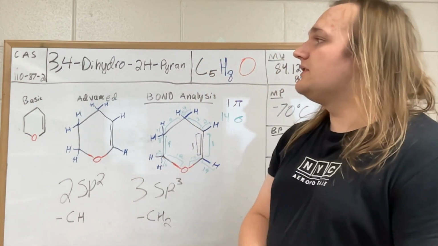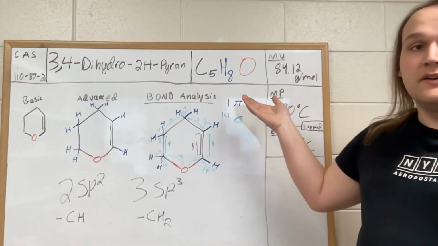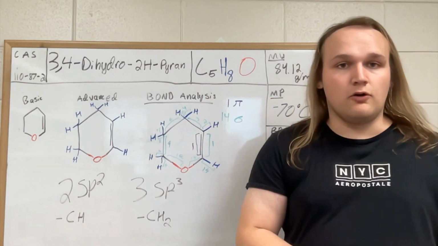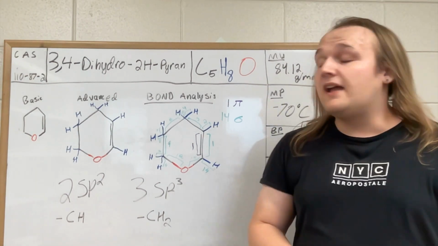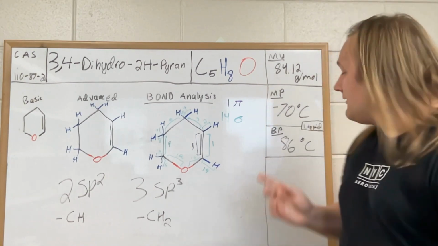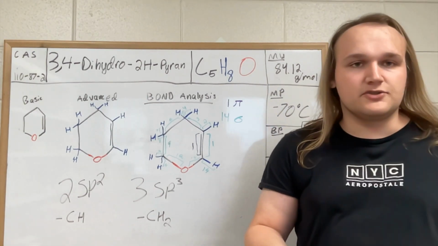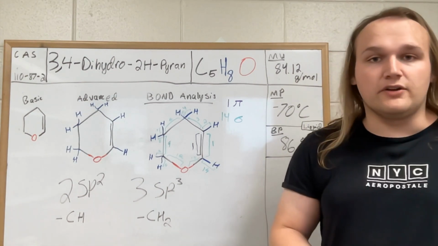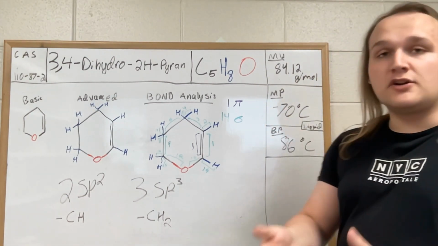The CAS number is 110-87-2, and this is the molecular formula, C5H8O. It has a molecular weight of 84.12 grams per mole, a melting point of -70 degrees Celsius, and a boiling point of 86 degrees Celsius, meaning that at 25 degrees, or room temperature, this molecule will be a liquid. Now, aside from all these physical properties, let's take a look at the structural properties.